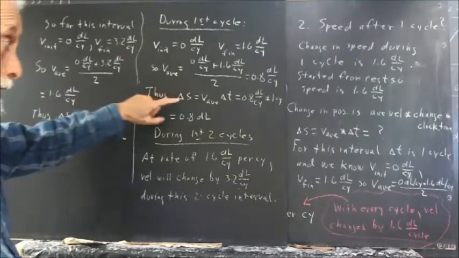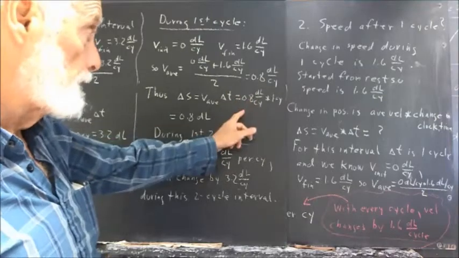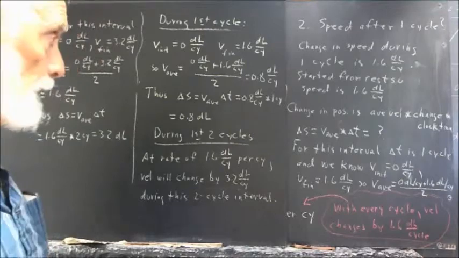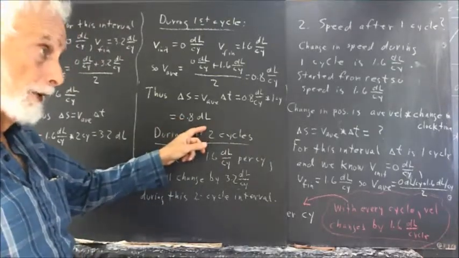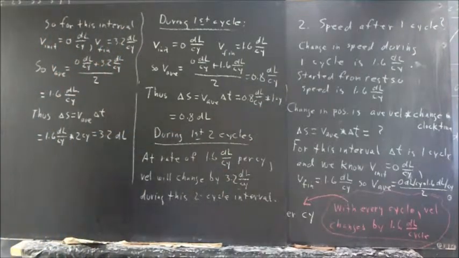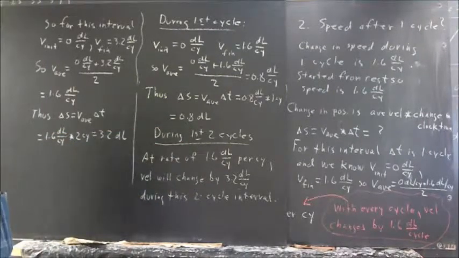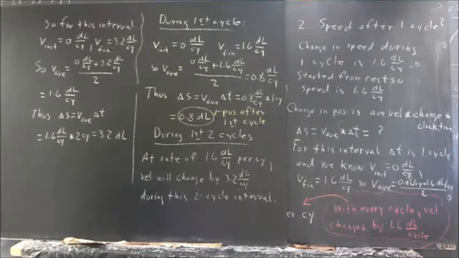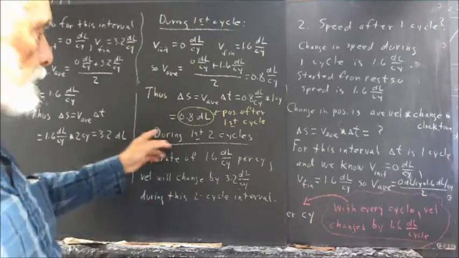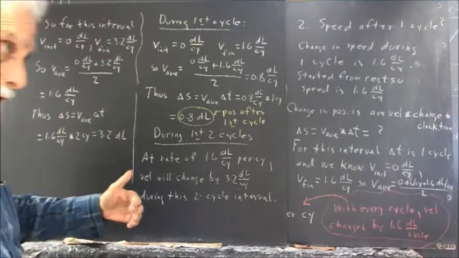Thus, your displacement, being the average times delta T, is going to be the average velocity, 0.8 nominal lengths per cycle, multiplied by delta T, which is one cycle. And that does give you just 0.8 nominal lengths, because this cycle's in the numerator, this cycle's in the denominator. Okay? So we go 0.8 nominal lengths during the first cycle. And so this is our position after the first cycle. Now, during the first 2 cycles, how far does it move? Okay? Starting from rest again.